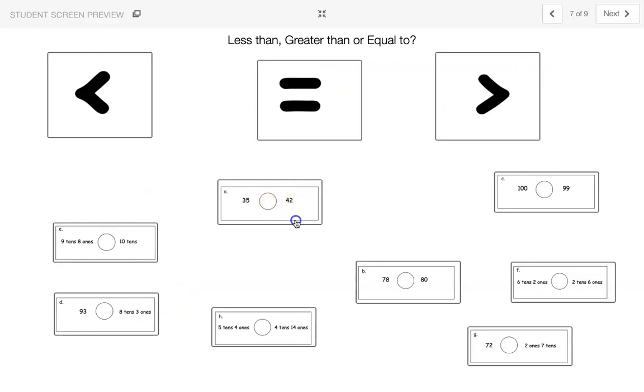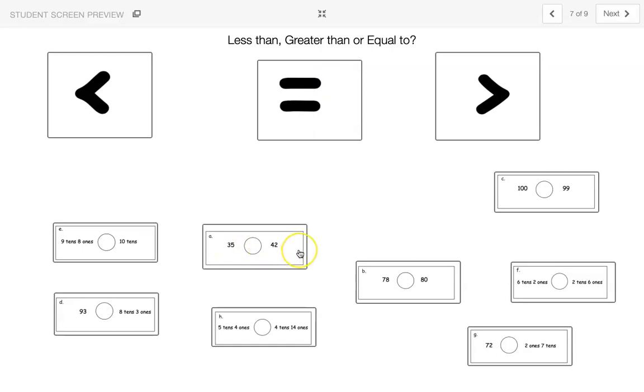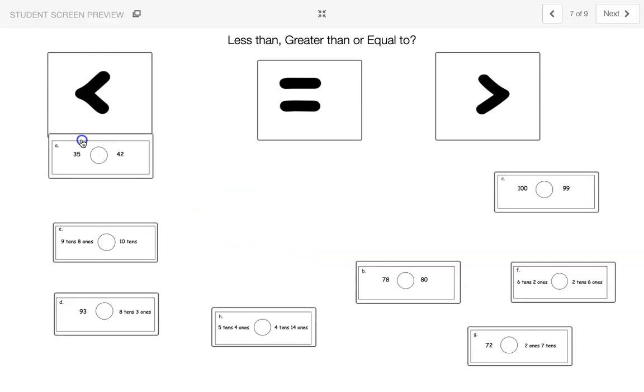All right, there we go. So let's look at this one first. It's 35 and 42. So you might already remember that 35 is less than 42, or you can look at, this has 3 tens, this has 4 tens, okay? But 35 is going to be less than 42.